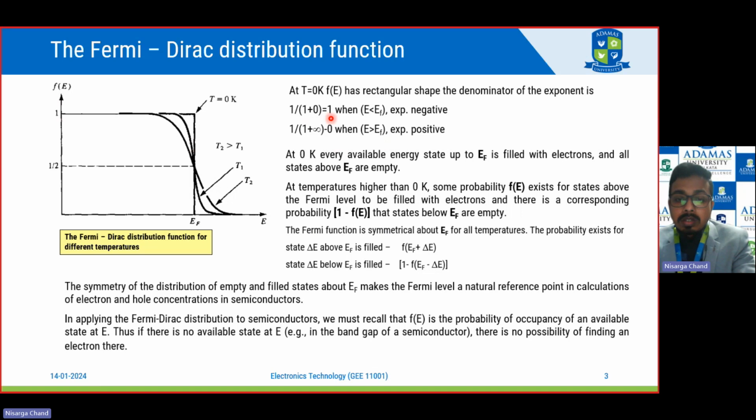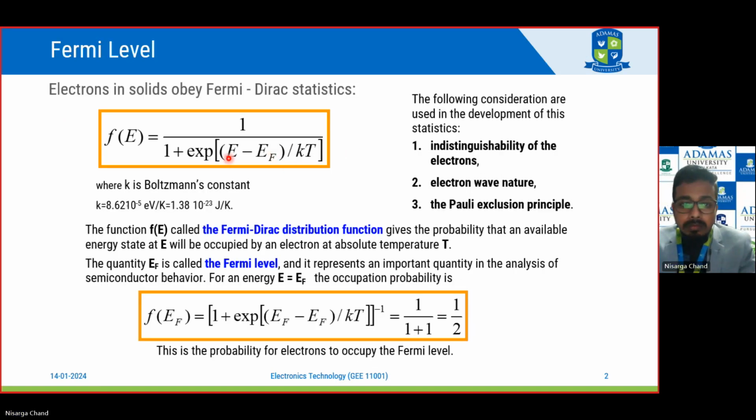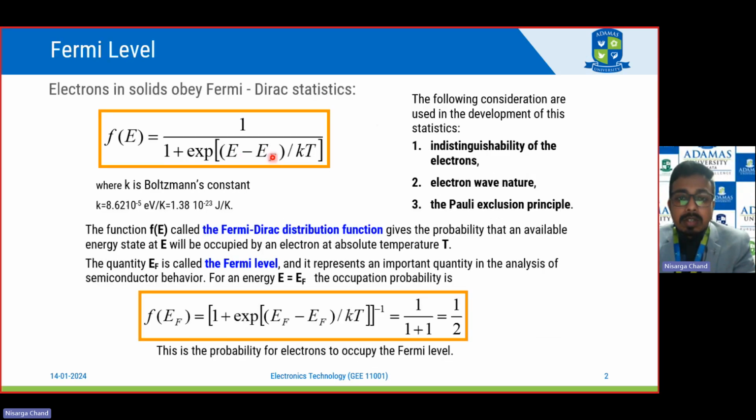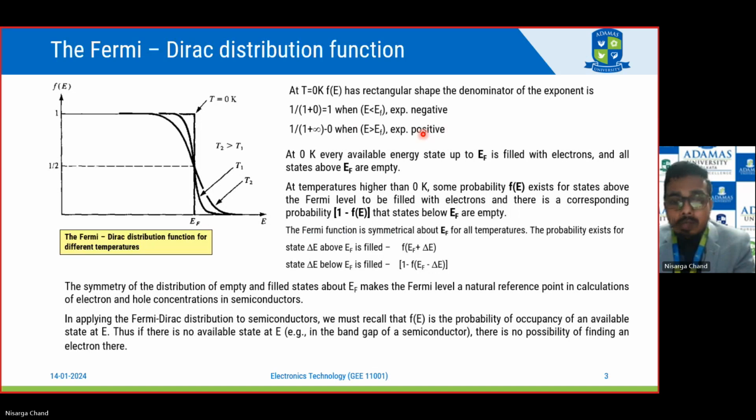If you consider this equation, then E less than EF, that means that is negative, so 1. And E greater than EF, then it's positive. So for E less than EF it's negative, and for E greater than EF it's positive. In this way, you can consider this value 0, half, and 1. So that is all about T equal to 0 Kelvin.